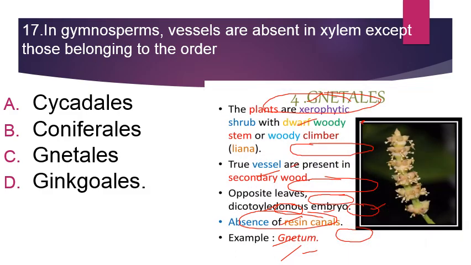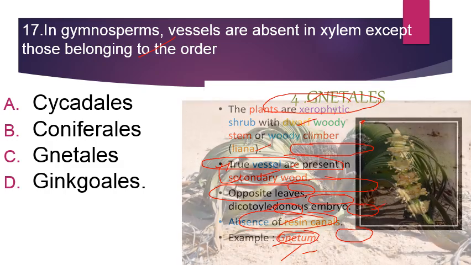Next, Gnetales. This is the most advanced order of gymnosperms. The plant is a xerophytic shrub with a dwarf woody stem, or woody climbers like lianas. True vessels are present in secondary wood. This question was asked, so in Gnetales true vessels are present. Leaves are opposite, the embryo is dicotyledonous, and resin canals are absent.